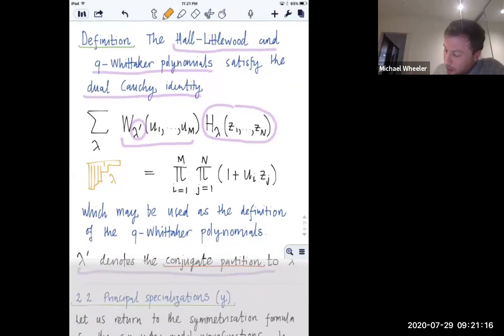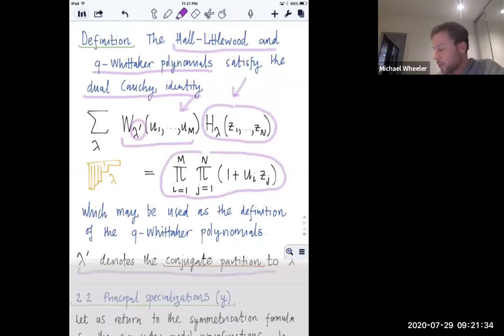Okay, and so in this case, when you perform the summation over the partitions, you again get a product, but it's rather different this time. You get this product, and it's actually independent of q. Even though both of those polynomials depend on that quantum parameter, it doesn't show up on the right-hand side at all. And so we're going to use this as the definition of the q-Whittaker polynomials.